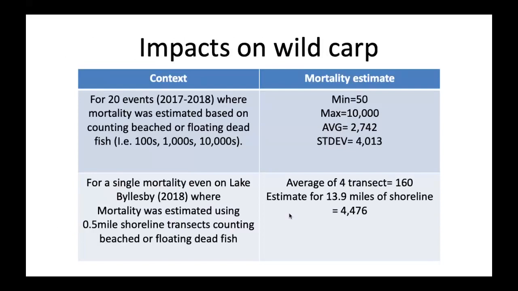We also did some transects of mortality on Lake Gillespie, where we basically drove the boat around for half-mile shoreline transects and counted everything that was floating or washed up on the beach. An average of 4 transects is 160 fish. So if you extrapolate that over the 14 miles of shoreline, you get a 4,500 mortality estimate.